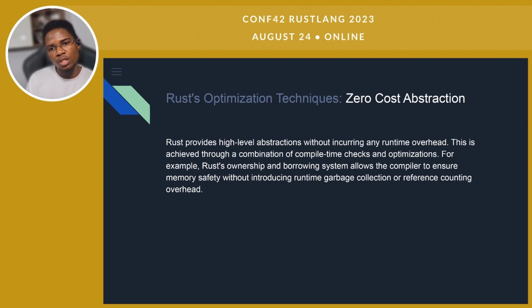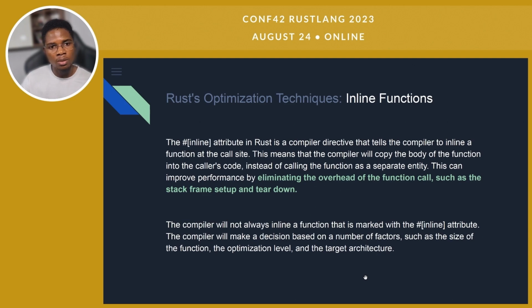Basically, Rust ensures that every high level abstraction given to the programmer is optimized in such a way that if the programmer hand writes the logic, it will not be as fast or as optimized as the abstraction that they are given. So another way to suggest an optimization to the compiler is inline functions.